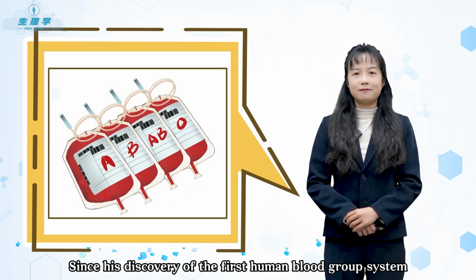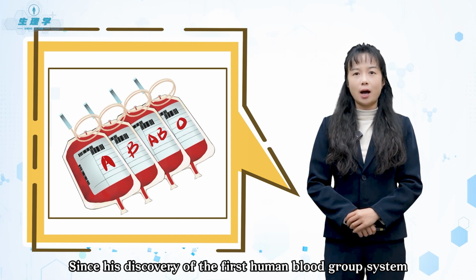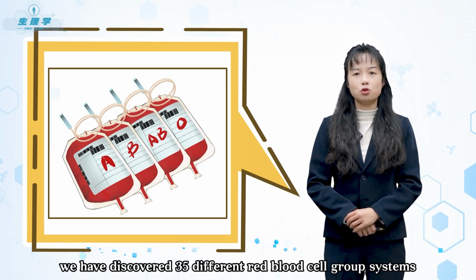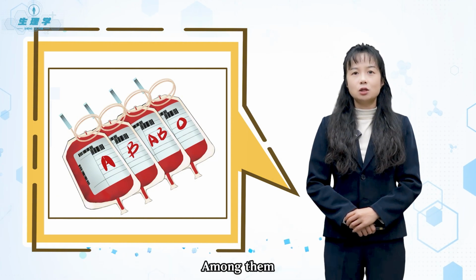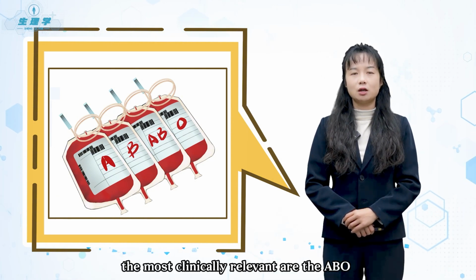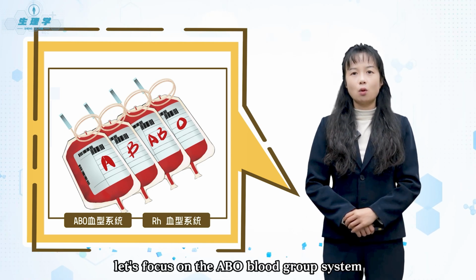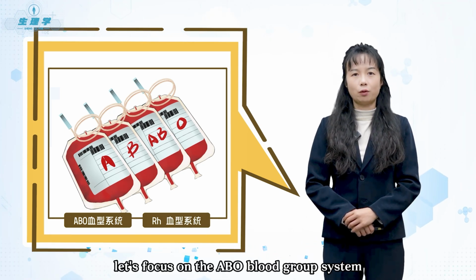Since his discovery of the first human blood group system, the ABO system, to date, we have discovered 35 different red blood cell group systems. Among them, the most clinically relevant are the ABO and RH blood group systems. Next, let's focus on the ABO blood group system.